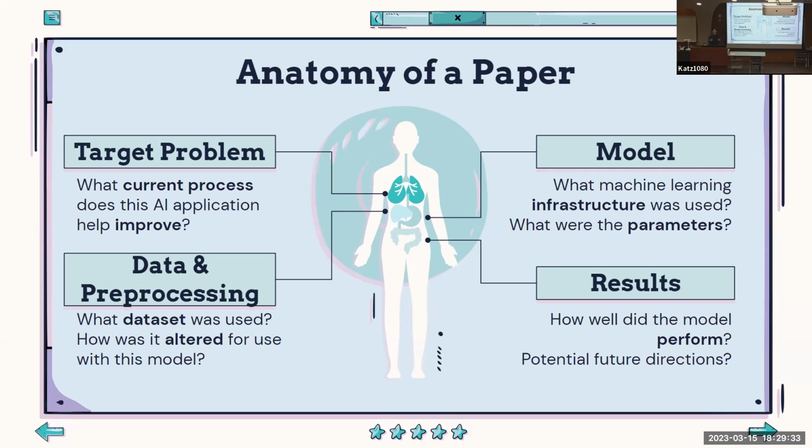Next, what model was used? This is important because if you're looking to build on their research or to collaborate or to explore other avenues, you really need to know how they approached it themselves, which model they used, so you know where to improve or what new avenues to try.